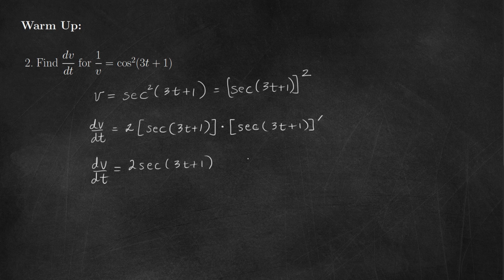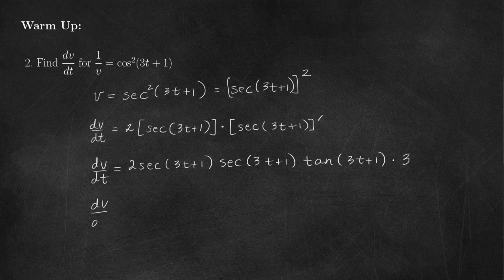The derivative of secant stuff is secant stuff tangent stuff. So I have secant 3t plus 1 times tangent 3t plus 1, and then times the derivative of the stuff. So the derivative of 3t plus 1 is 3.